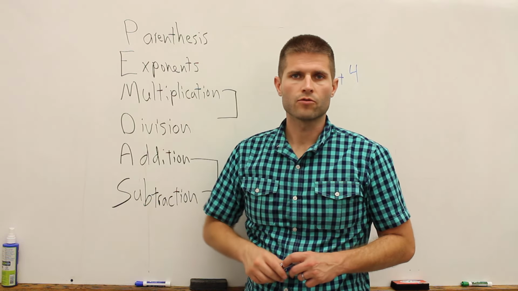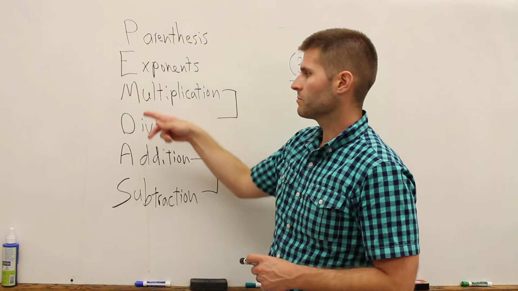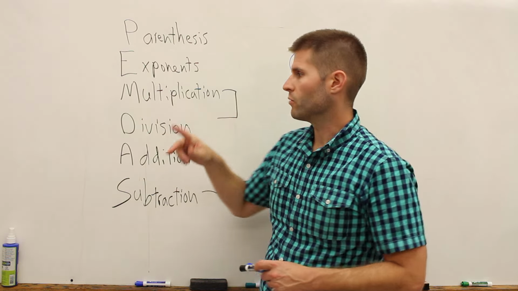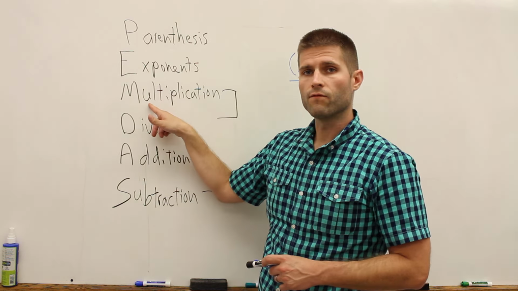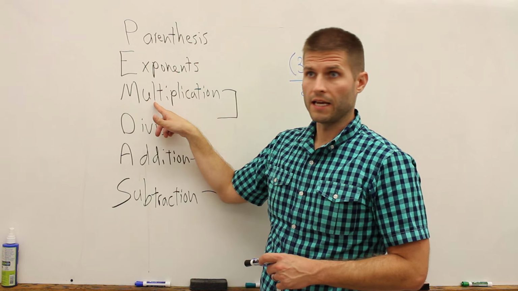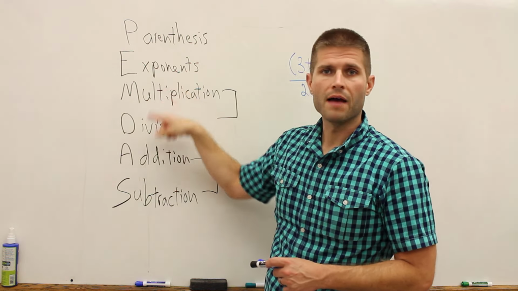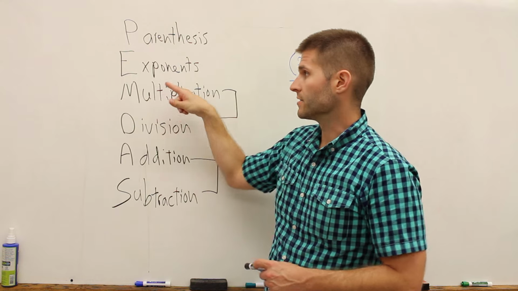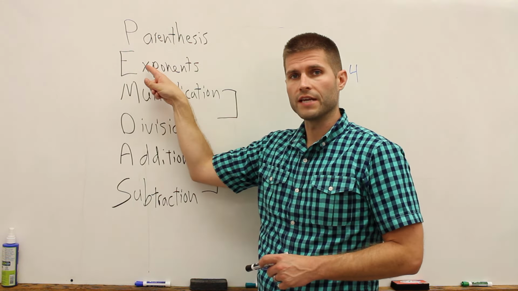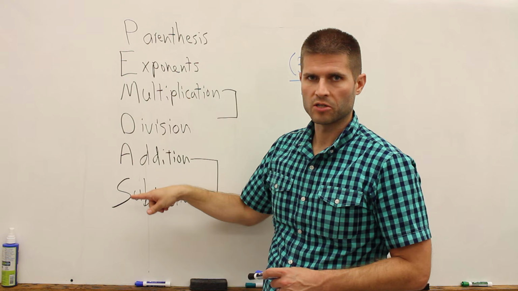Now there are two notes in this order of operations. First off, the multiplication and division can be interchanged. What that means is division can come before multiplication and multiplication can come before division. It doesn't matter which one of those comes first, as long as both of these come after the exponents and before the addition and subtraction.